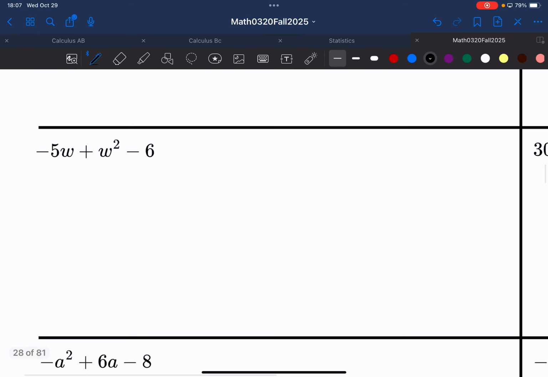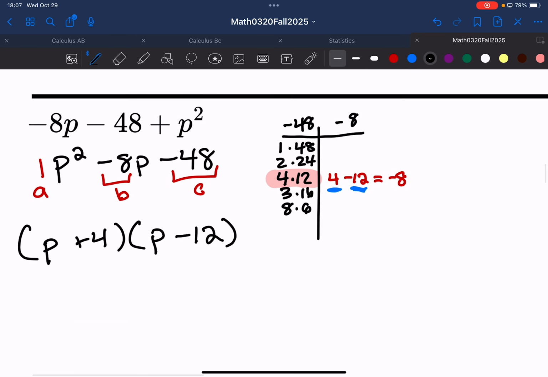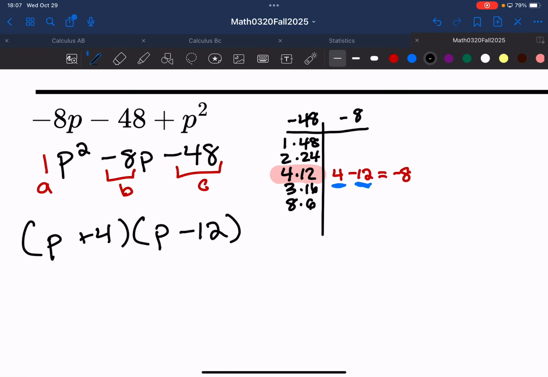Wait, you said this is the method that they want in college algebra? In college algebra, you're not going to do this type of factoring. It will be more of the next notes. And in those next notes, I'm going to show you exactly how they want it.